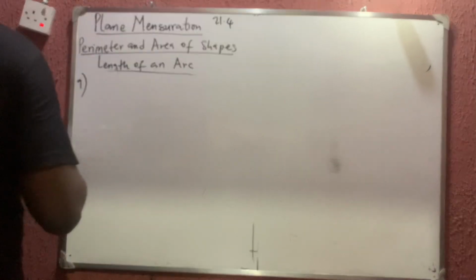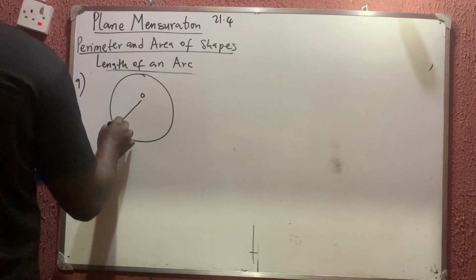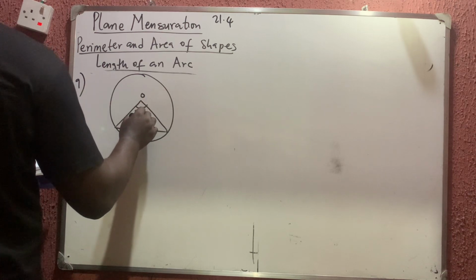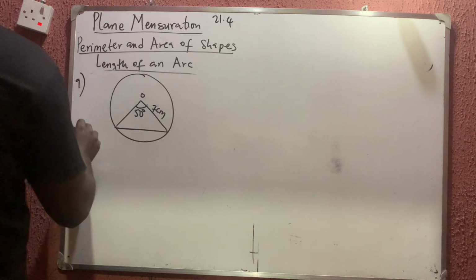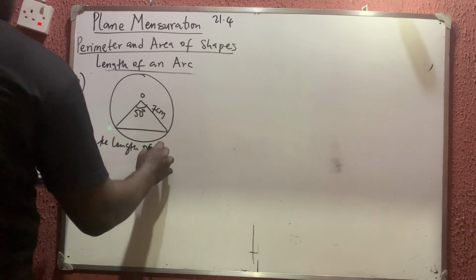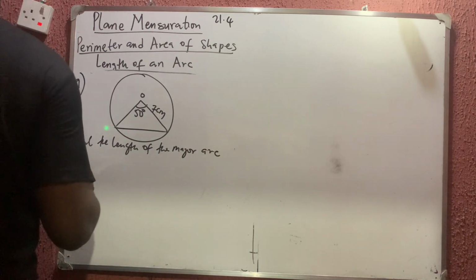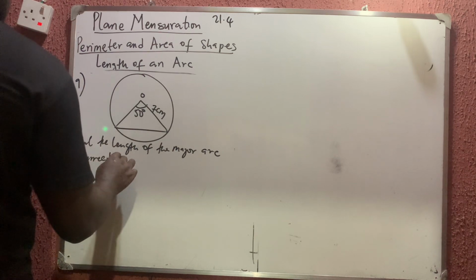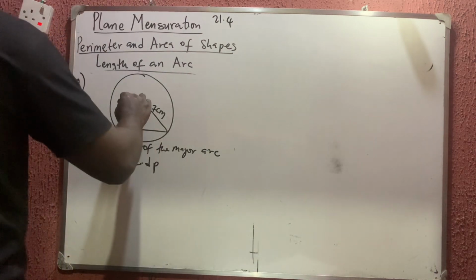Question number 9 said they gave us a circle, center O, and they gave us an arc with a chord that subtended an angle of 50 degrees, and the radius here is 7 cm. So they say we should calculate the length of the major arc, then we should correct to 2 decimal places.